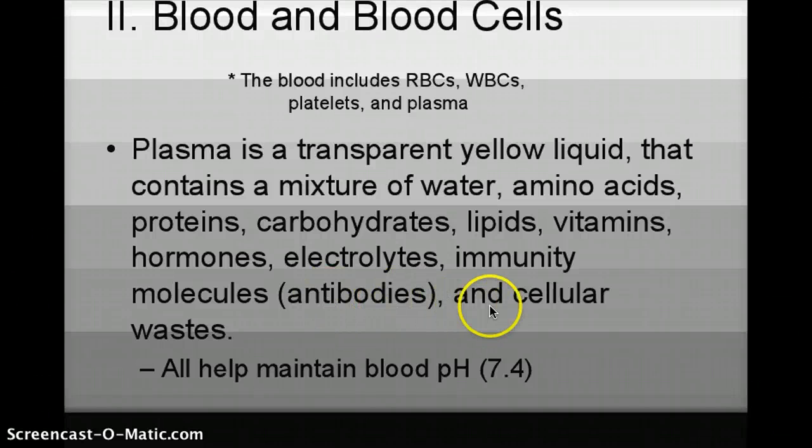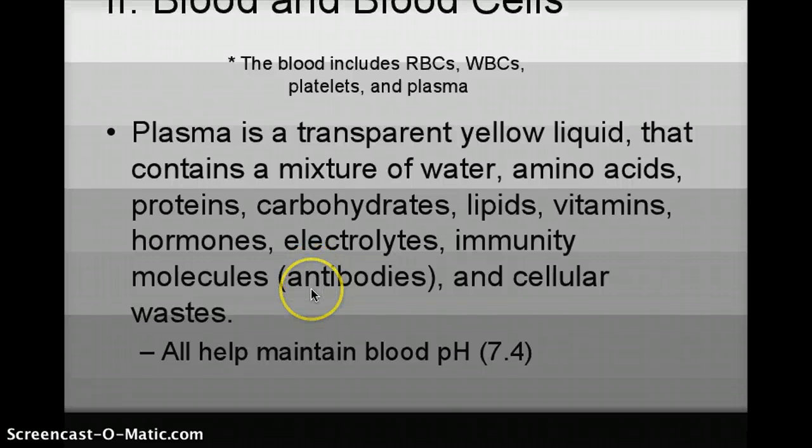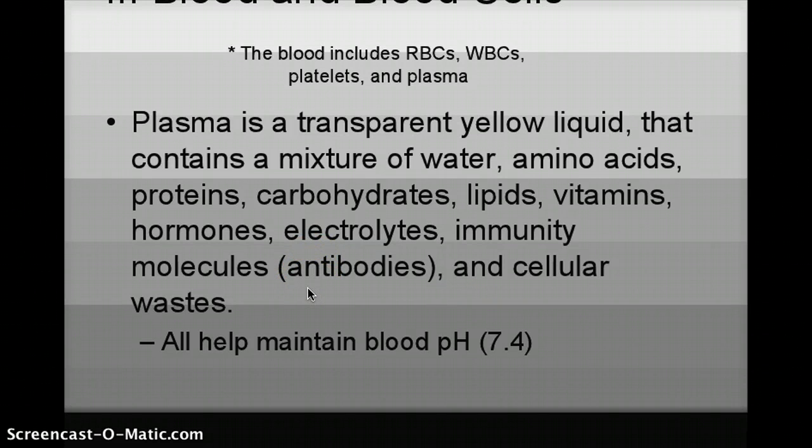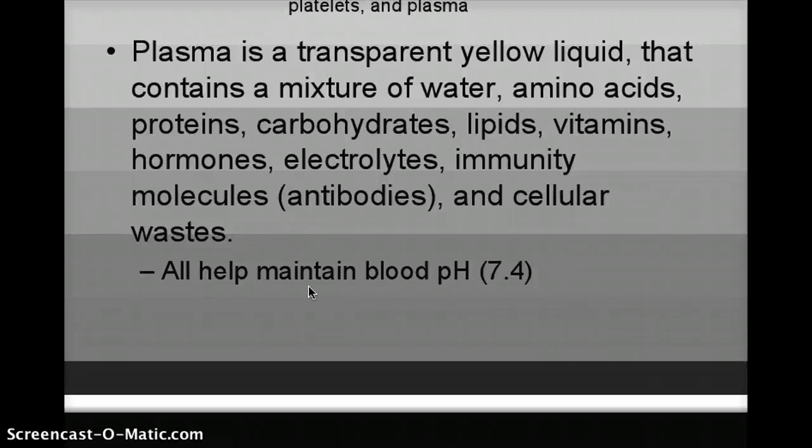And finally, it's able to carry cellular waste. Things that the cell wants to get rid of, it dumps off in the blood, and eventually we can get rid of it. For example, that lactic acid I was just mentioning, or even a gas like carbon dioxide we may want to get rid of. All in all, that's what's going to help inside of it.